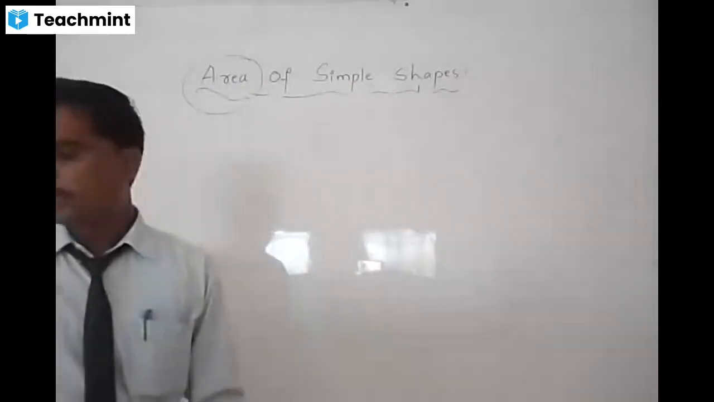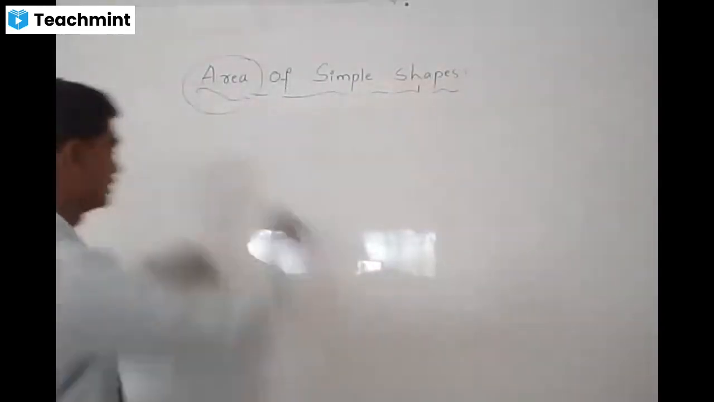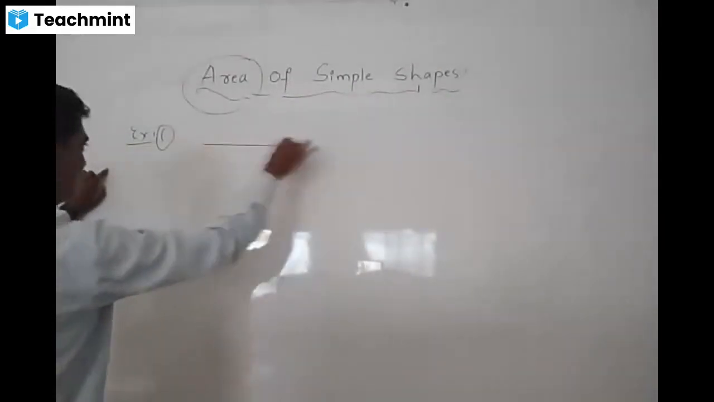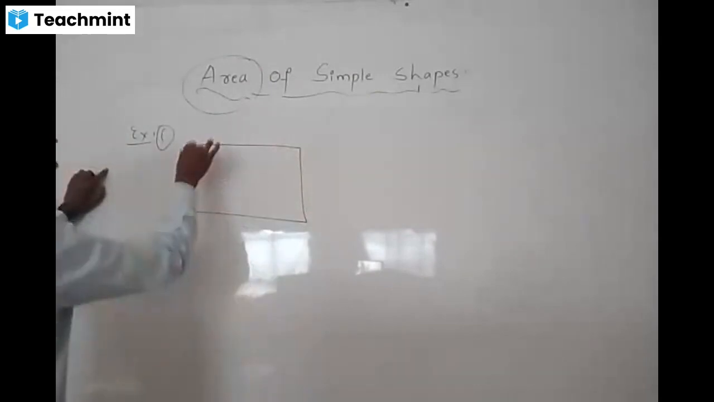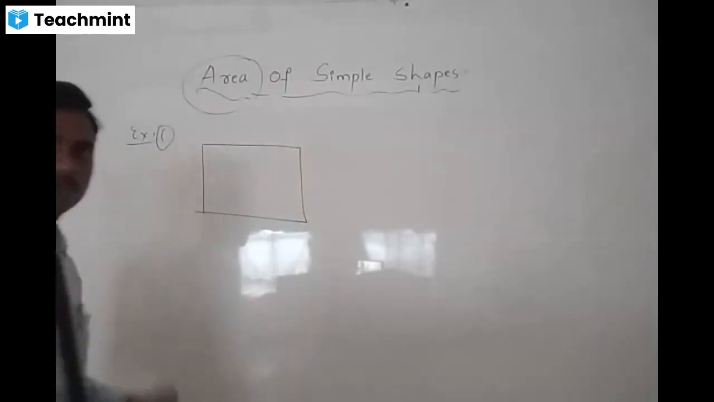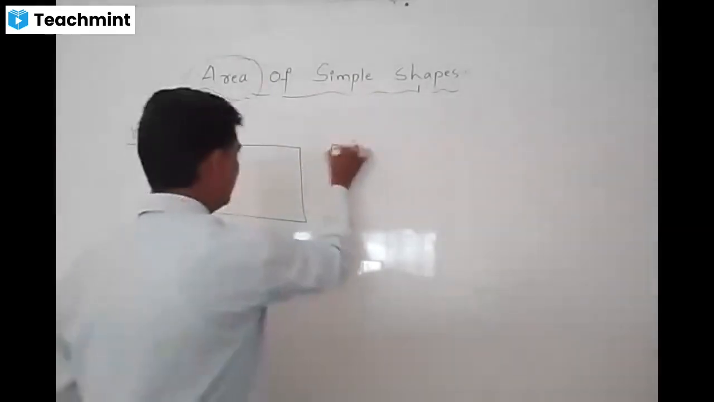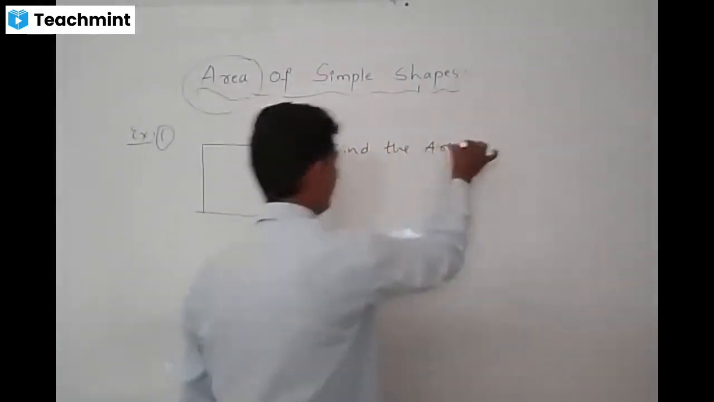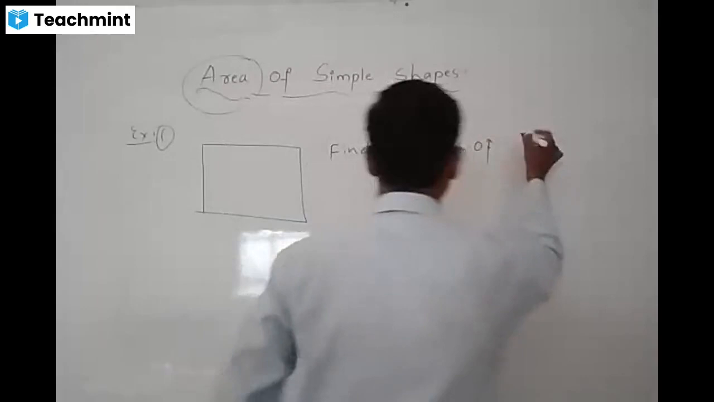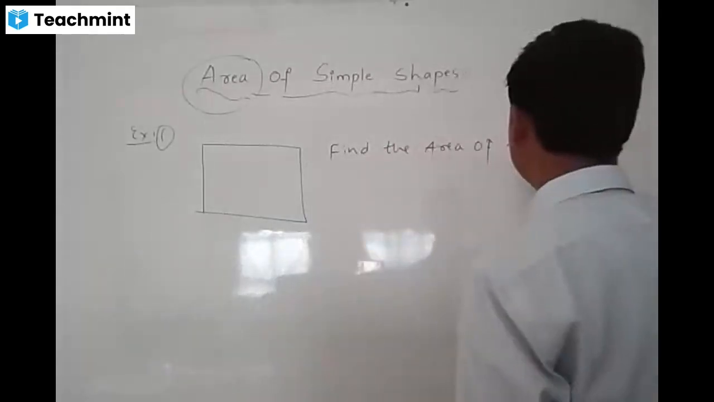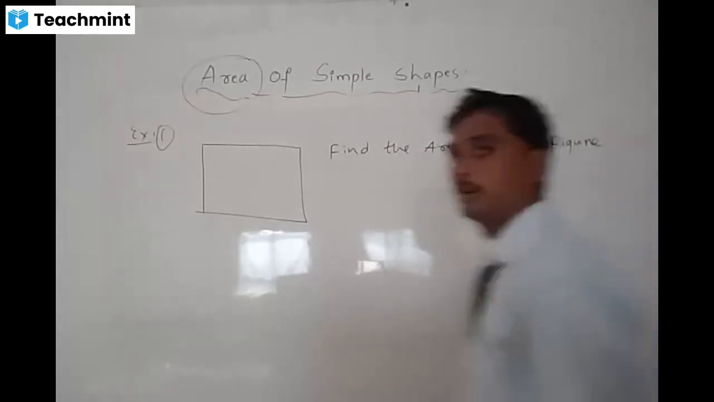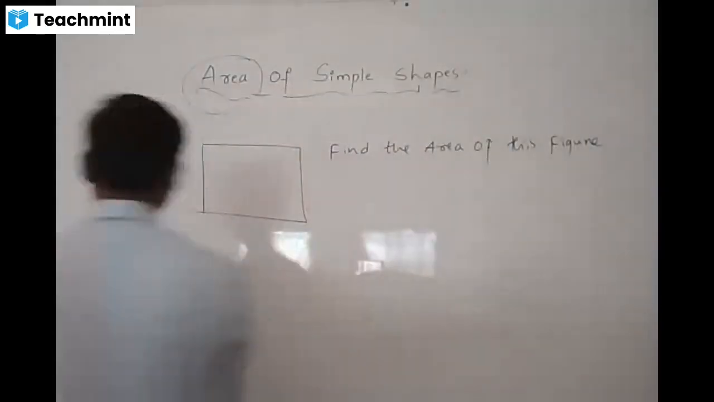Okay. Now let us discuss example first one. This is one rectangle figure. Find the area of this figure. Area of given figure. Okay.